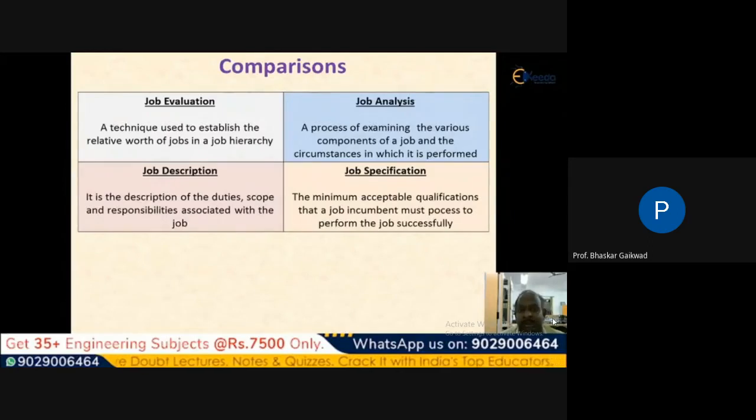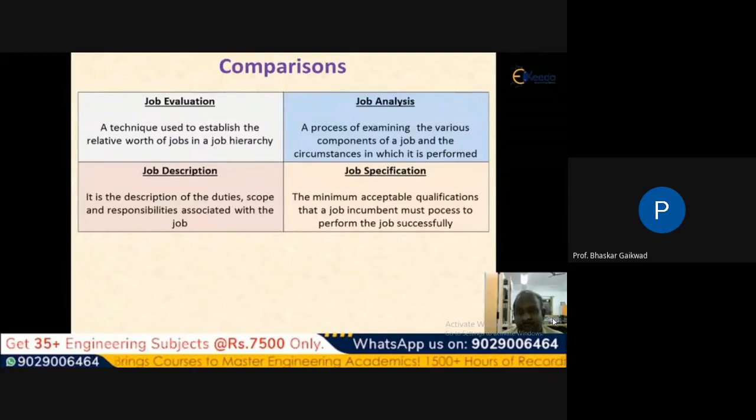The third one is the job description. It just tells you what your job is, that is, what your duties, your scope, and your responsibilities are. Then job specification says this is the acceptable qualification that a job incumbent must possess to perform the job successfully. It means that at least you should have this knowledge to perform this job.